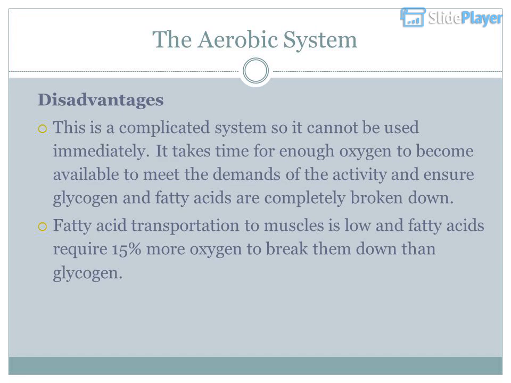The aerobic system disadvantages. This is a complicated system, so it cannot be used immediately. It takes time for enough oxygen to become available to meet the demands of the activity and ensure glycogen and fatty acids are completely broken down. Fatty acid transportation to muscles is low, and fatty acids require 15% more oxygen to break them down than glycogen.